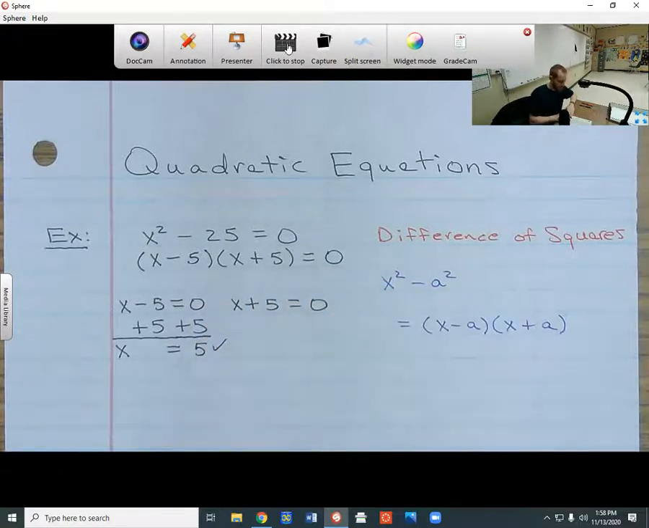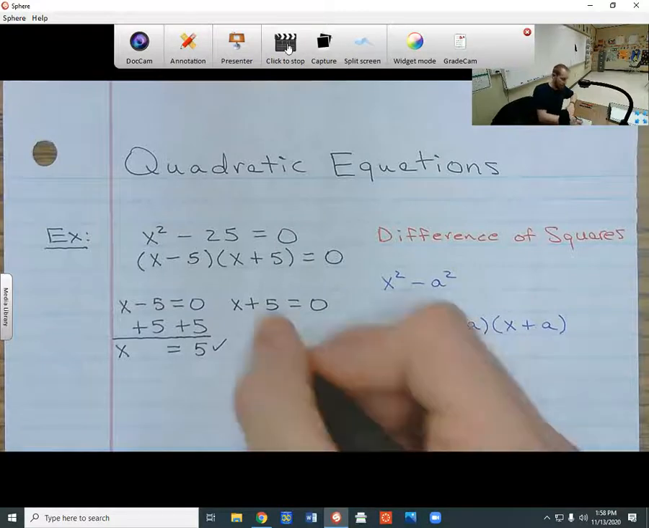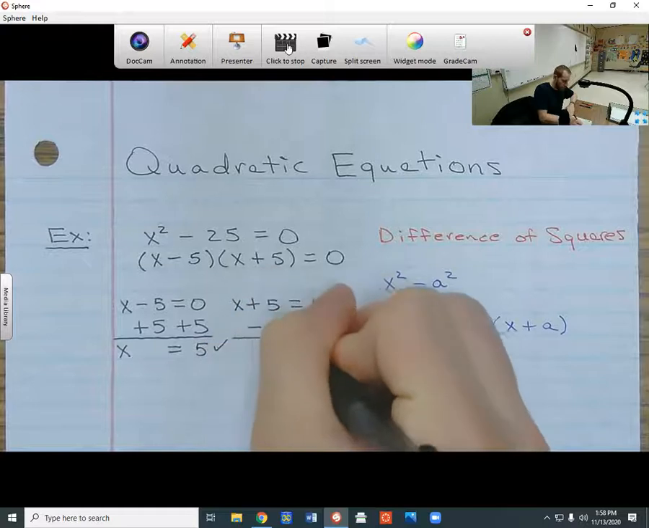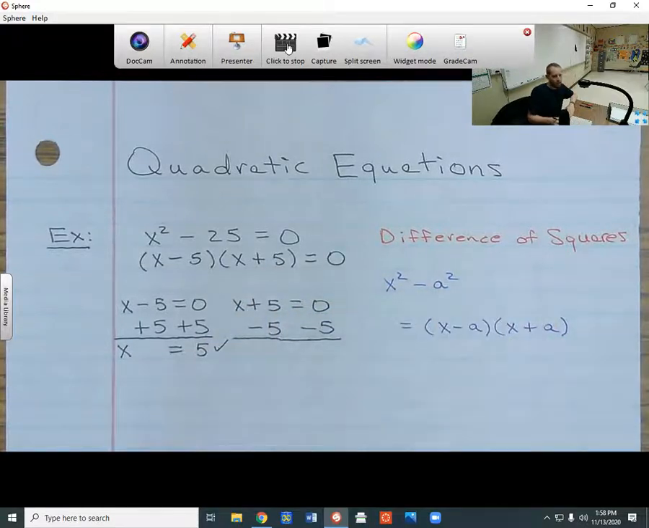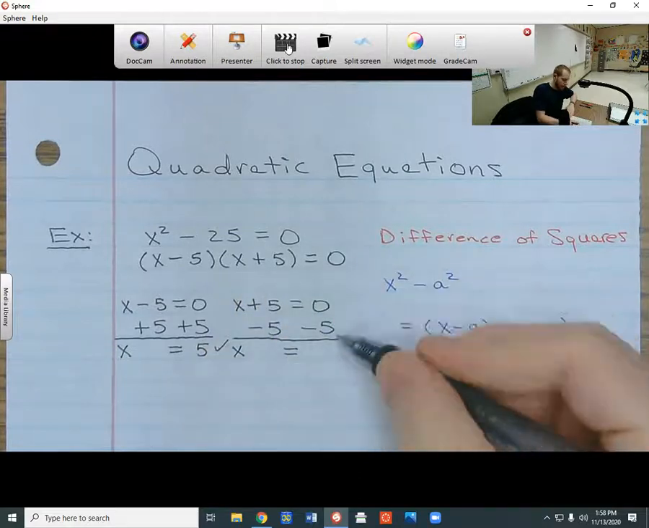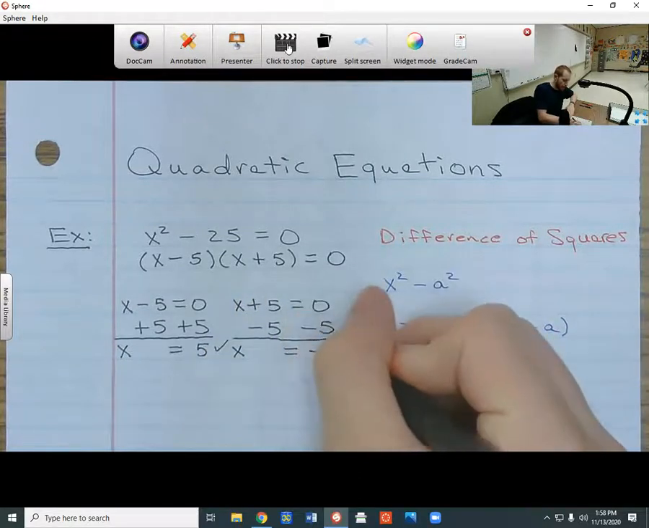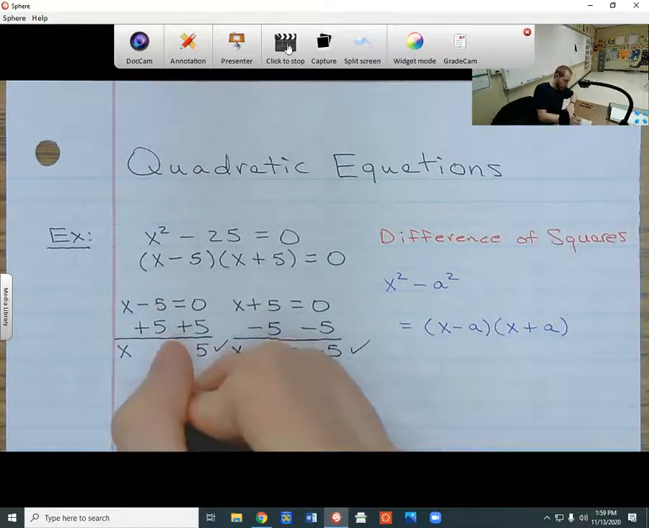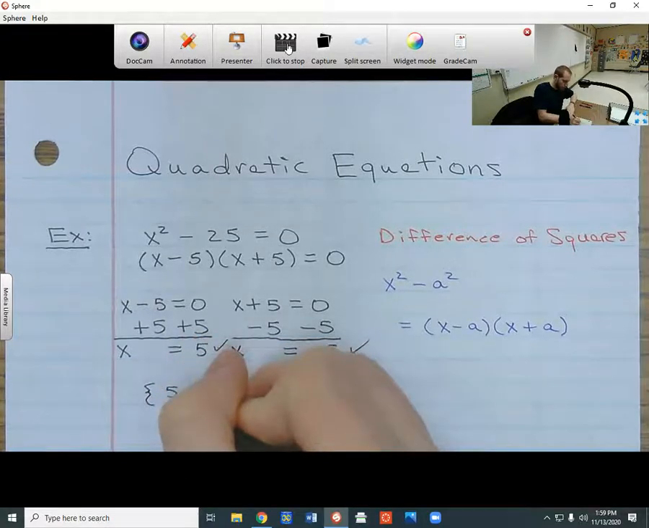Looking at the second equation, I need to get rid of the plus 5. So I'm going to subtract 5 from both sides of the equal sign. So now I've got x equals negative 5 because I have 0 minus 5. So those are my two answers. Positive 5 and negative 5. Once I know that my two answers work, I can put them in a solution set. So 5 and negative 5.